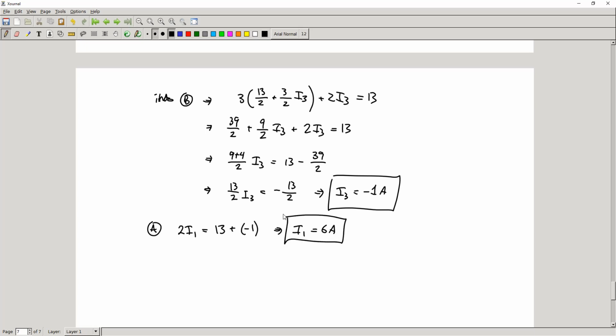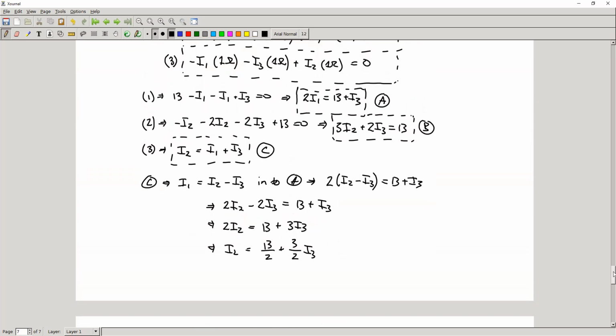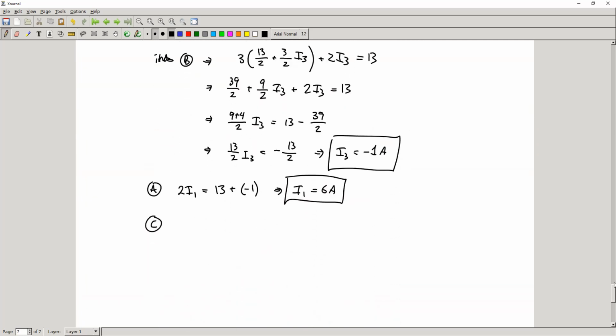And finally, we want to find what our I2 is, right? That's the only one we don't have. Look at equation C here. Equation C is going to simply tell us that I2 is I1 plus I3. So I2 equals I1 plus I3. That's just going to be 5 amps. Okay. And so that gives us the 3 currents that we need.